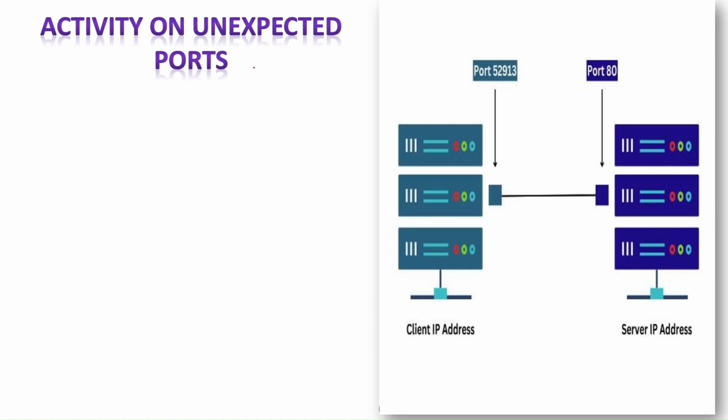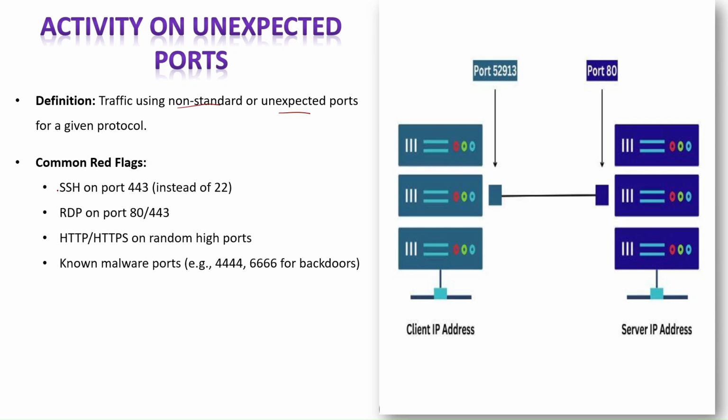Next is activity on unexpected ports. This means traffic using non-standard or unexpected ports for a given protocol. For example, SSH uses port 22. So, if instead it uses port 443, it means something fishy is going on. The attacker is hiding the SSH protocol. RDP on port 80 or 443. RDP usually uses port 3389.